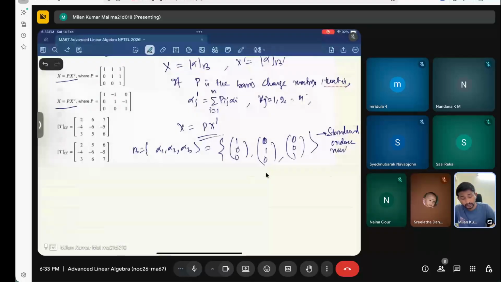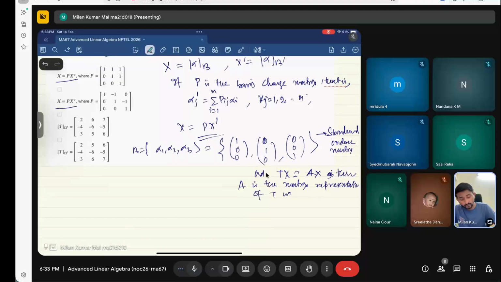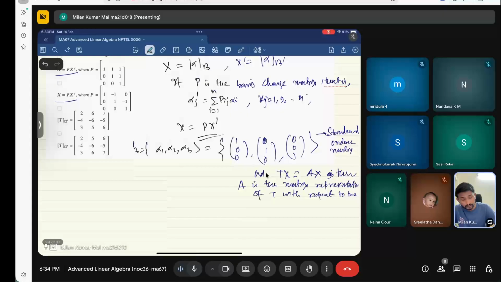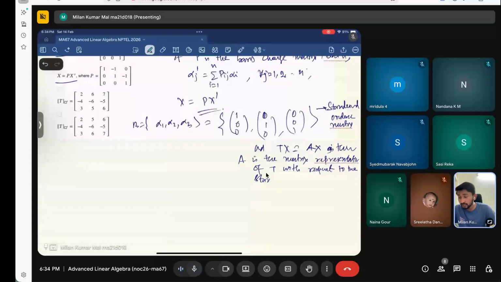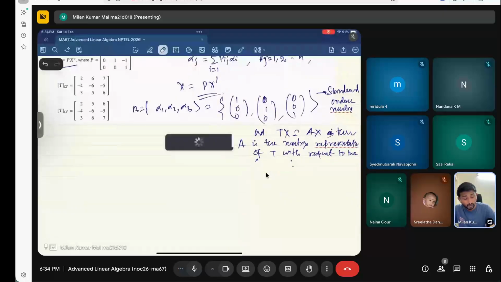And P x is equal to A x, then A is the matrix representation of T with respect to the standard ordered basis. This is a very standard thing. Even if you're not able to understand anything I'm saying, you can ask, I'll try to explain that. It's not a problem to ask anything.